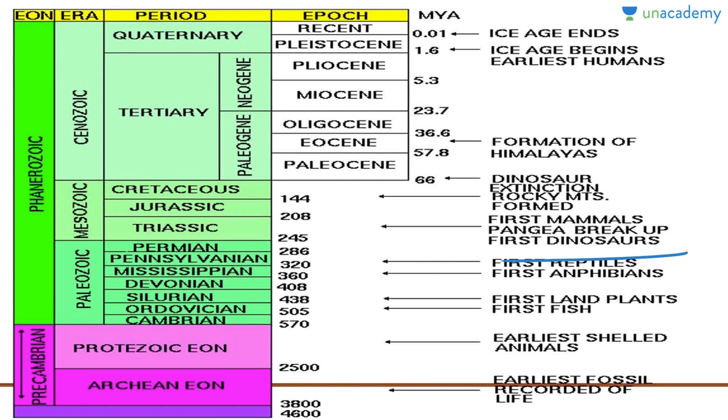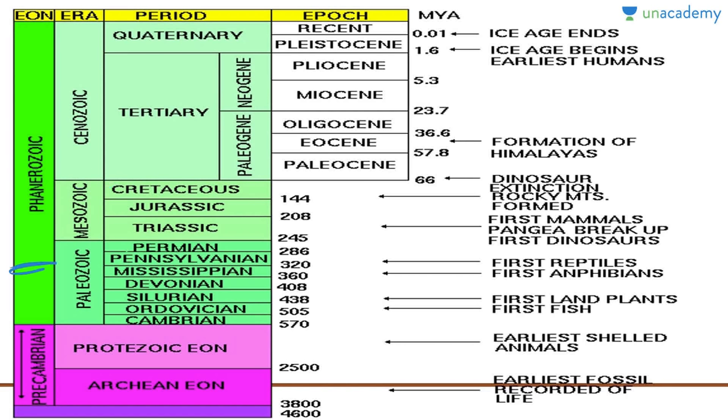Similarly, you can see it here during the Cretaceous period, or somewhere just at the start of this Paleocene epoch, these dinosaurs became extinct. Now we'll study in the next part of this geological timescale what happened that these became extinct. Right, then in the Eocene epoch, the formation of Himalayas started, right? And this ice age begins in the Pleistocene epoch, and this epoch is a part of the Quaternary period, and this period is a part of the Cenozoic era, and the Cenozoic era is a part of the Phanerozoic eon.